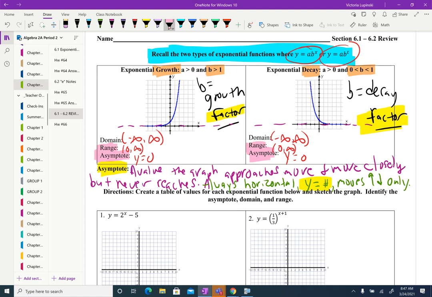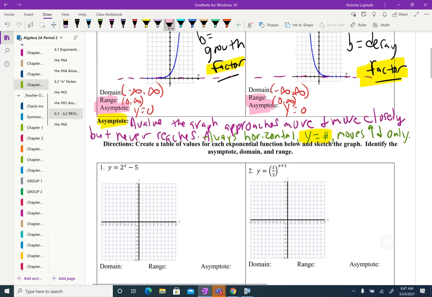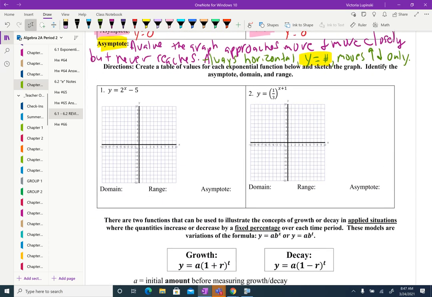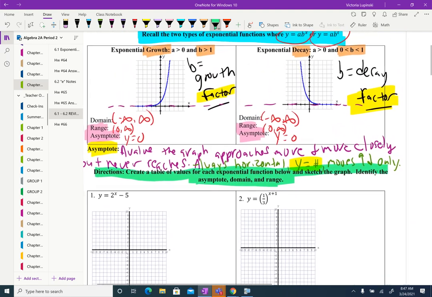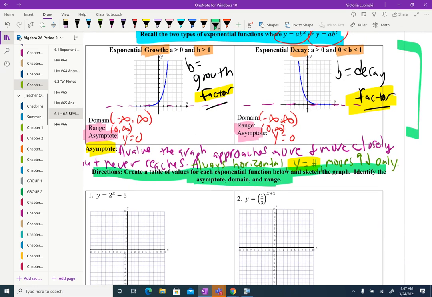Okay. So let's see these problems and see if maybe it makes a little bit more sense. Take a look here at 1 and 2. It's asking you to create a table of values, graph each one, identify the asymptote, domain, and range. Whoever was just asking me that question, how do you know where the asymptote is? Well, here's the thing. The asymptote always starts at 0, and then it moves up and down only.